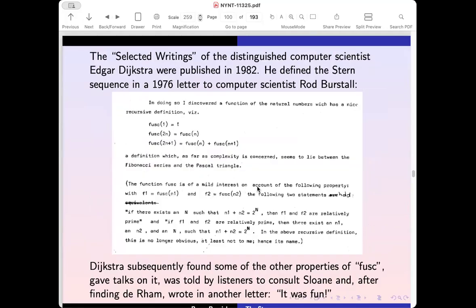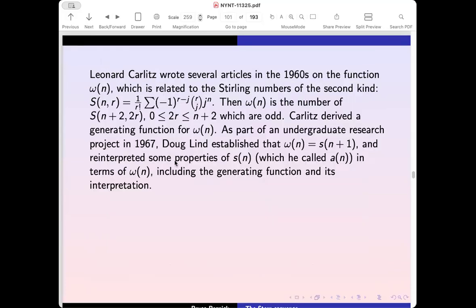Dijkstra independently came upon the Stern sequence. I'm running a little late, so I'll just say that once he discovered somebody else had looked at it, he said it was fun. Koblitz wrote several articles on a function related to Stirling numbers of the second kind. And as part of an undergraduate research project, Doug Lind established that this function was basically the Stern sequence and reinterpreted some of the problems of the Stern sequence, which he called A of n.